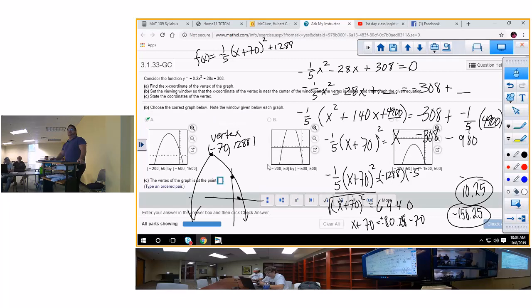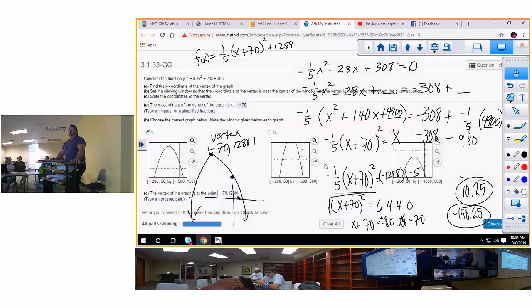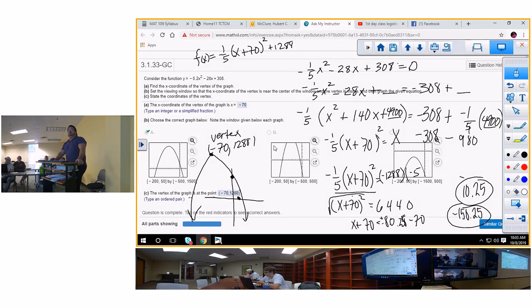The vertex of the graph is at negative 70. Do you have to put parentheses on these things? Negative 70, comma, 1288. And you feel good about yourself. Nope. Do I need parentheses? I bet I need parentheses. Yep. You need parentheses, so make sure you put parentheses on the test. That's a good question. I like that question because it's short and sweet.